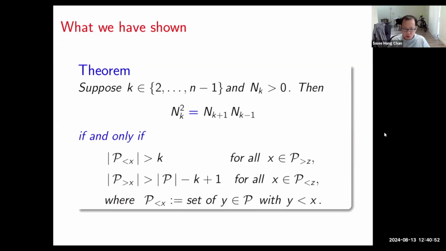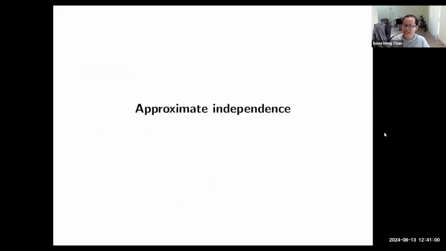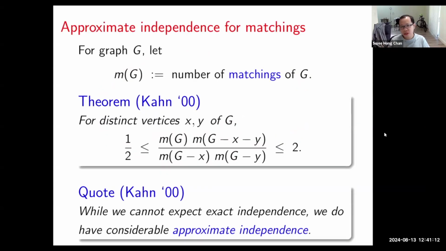And today, I understand that for the last 3 days, we have been talking about log concavity, log concavity, log concavity. So today let me change the flavor a little bit to a new topic, which we call approximate independence. This concept was first introduced by Jeff Kahn, who is my colleague here at Rutgers, and he first defined this for matchings. So given a graph G, let Mg be the number of matchings of the graph. Kahn's proof for the number of matchings is that this ratio is between 1/2 and 2.